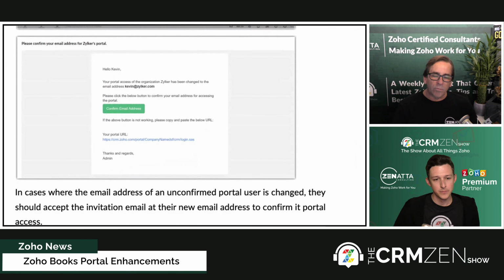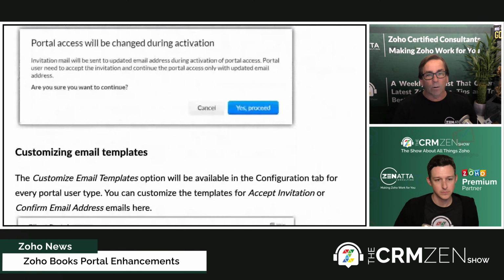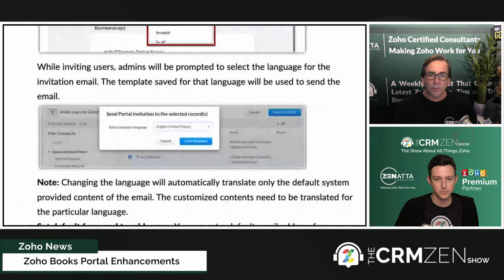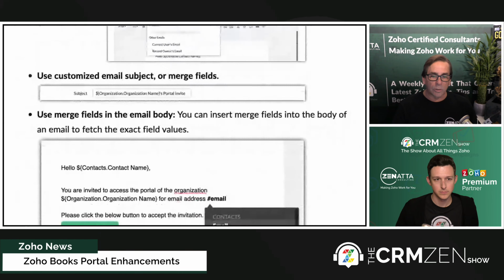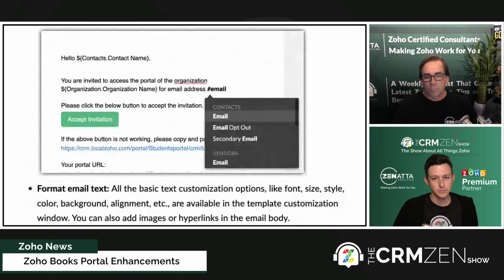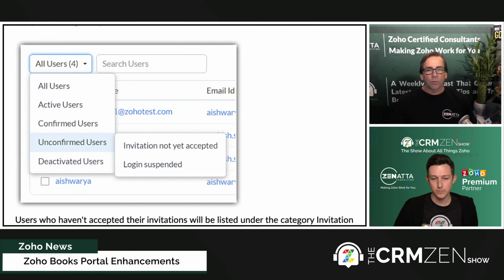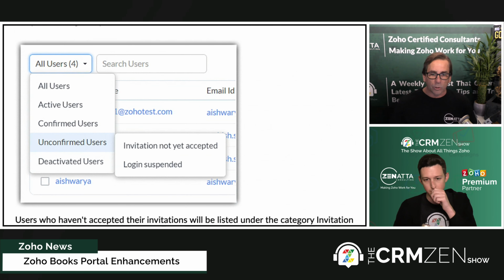And then just a ton of things around the emails that are sent out to users. So you have the ability to highly customize the emails and the templates that go out to the users. It's just kind of brought it in line with a lot of the other products. And then some options around unconfirmed user types. So basically you can always sort and say, hey, show me all my active users in the portal, my confirmed users, my deactivated users. Now under unconfirmed, you can say, show me the ones that have not yet accepted their invitation, because maybe you want to send that back out to them, or ones who've had their login suspended.